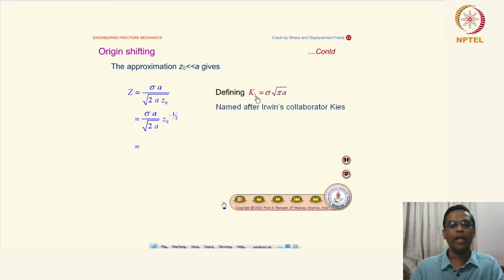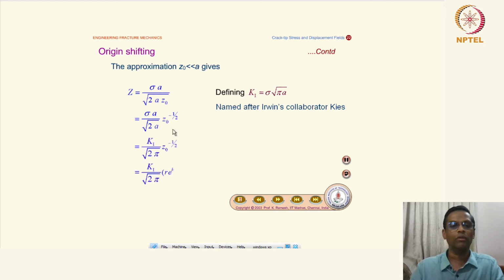And now defining K1 is equal to sigma into square root of pi a. This is a definition given by Irwin and Irwin's collaborator Keyes. So the K is because of the name Keyes, but this was proposed by Irwin. What is to be noted here is that in the literature, K1 is also defined without pi. Since it was proposed by Irwin, it is kept like that, but even without pi, the meaning of K1 doesn't change. That is information you have to remember.